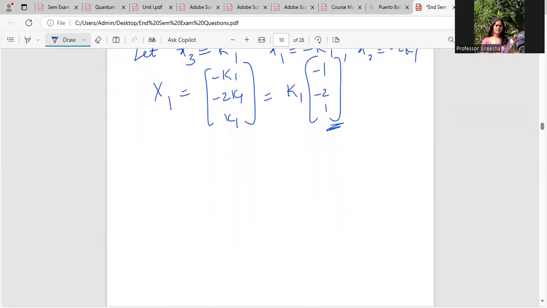Now let's see how we'll be finding it for lambda is equal to minus 3. I have it to be twice.